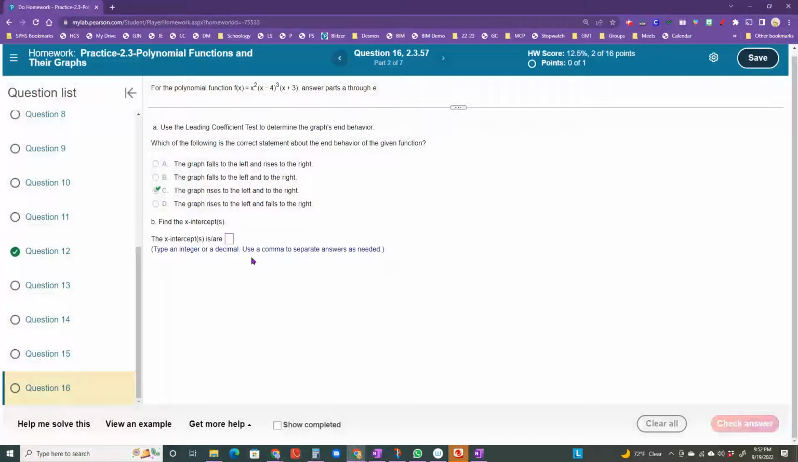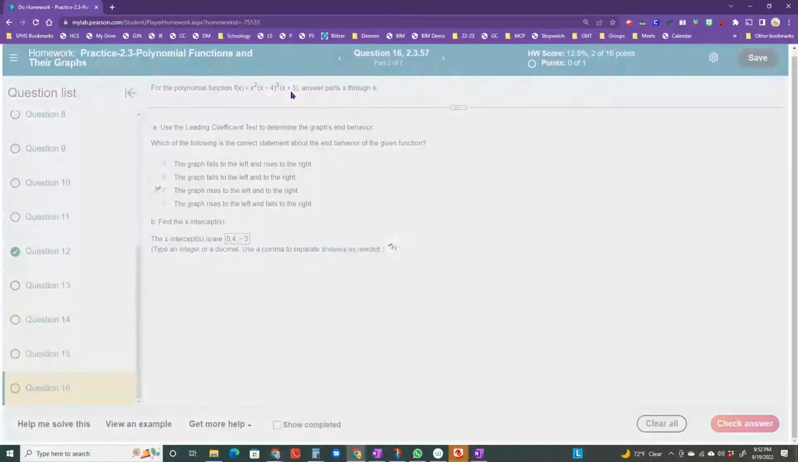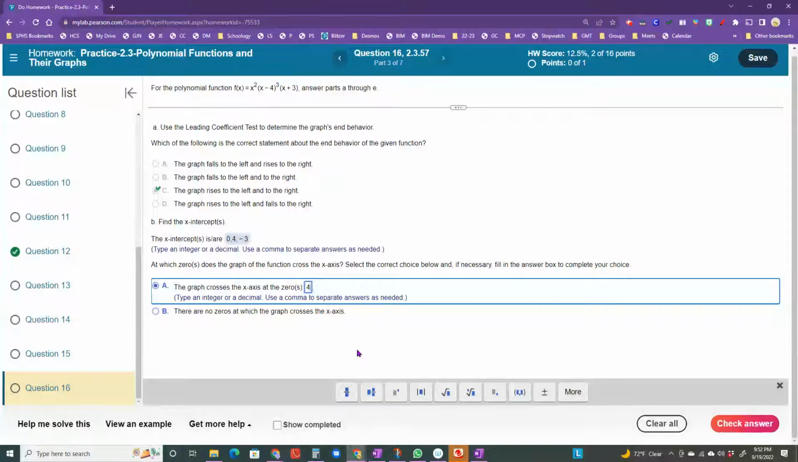Weird wording. Okay. Part B, the x-intercepts. Okay. This first one, y'all, x-intercept is 0. Next one, the x-intercept is 4. And the last one, the x-intercept is -3. Okay. Now we have to say which one does what. At which 0 does the graph cross? Okay. The 0 has an even exponent, so it touches. The 4 has an odd, and the -3 has an odd. So the ones that are going to cross are going to be 4 and -3.